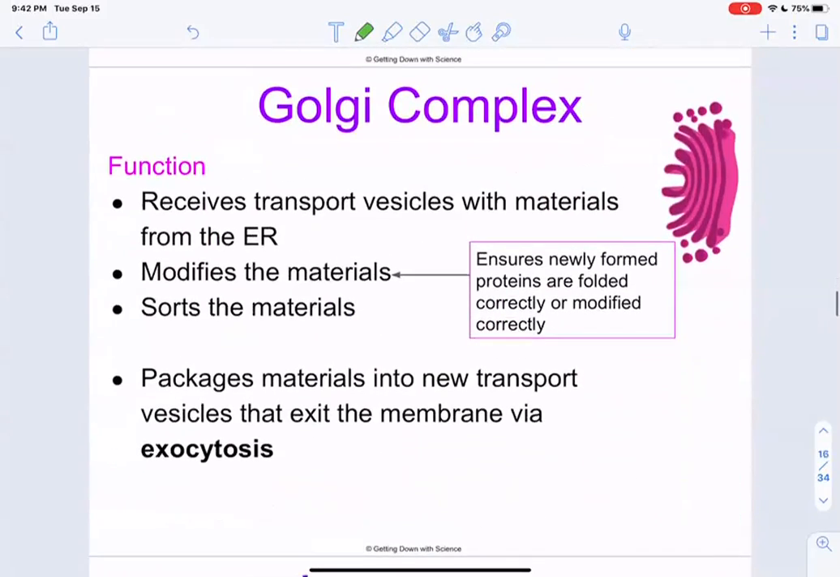And so what does this do? It's going to receive these messages from the ER, and it's going to modify the materials that it gets. And so it's going to be getting ribosomes. What it's doing is that it's going to modify and sort these and package them so that they are going to the correct place, and they're ready for the job of whatever they're going to be doing. And so I lied, it doesn't have to be just ribosomes, but it could be a lot of other things like lipids and carbs.